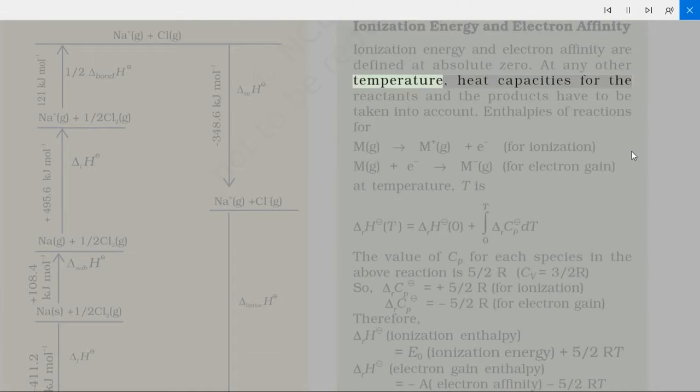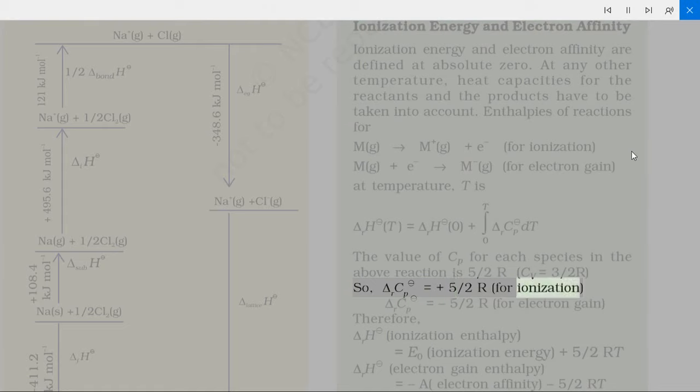At any other temperature, heat capacities for the reactants and the products have to be taken into account. Enthalpies of reactions for M(g) → M⁺(g) + e⁻ for ionization, M(g) + e⁻ → M⁻(g) for electron gain, at temperature T is ΔrH(T) = ΔrH(0) + ∫₀ᵀ ΔrCp dT. The value of Cp for each species in the above reaction is 5/2 R, Cv is equal to 3/2 R, so ΔrCp is equal to plus 5/2 R.